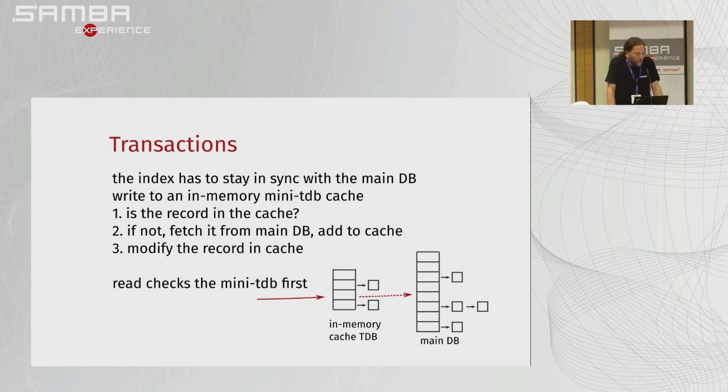And so when you come to the index, during the transaction, the index has to give the same results that the main database would give at that point in the transaction. But then if the transaction fails or is cancelled, it has to just go back to where the main database was. And if it succeeds, they both have to stay in sync. And that's the tricky part.